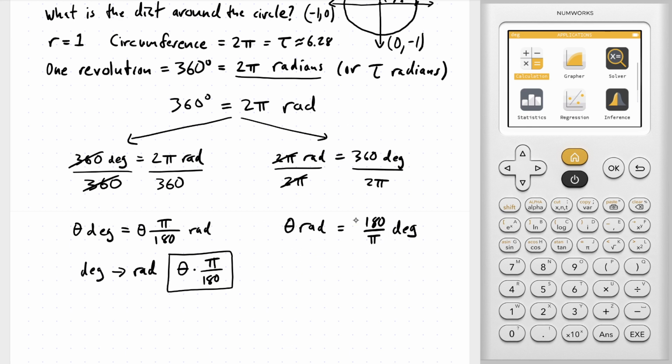And so if I have some angle in radians and I want to find the degrees, I take the angle times 180 over pi. So in order to convert radians to degrees, my formula is the angle theta times 180 divided by pi. There we go. We have our little formulas to convert.